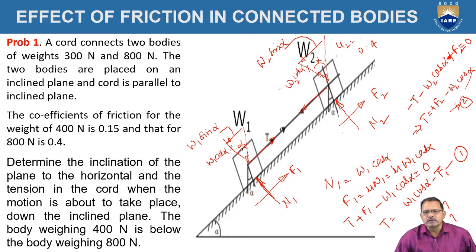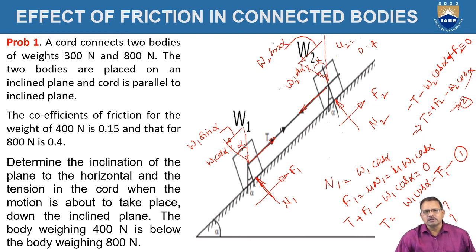Okay, summary of this one once again. When two bodies are connected together by a cord and kept on an inclined plane, and the bodies are about to slide in the downward direction, in order to analyze the forces, take the two bodies separately. For the first body, the tension is acting in the upward direction. For the second body, the tension is in the downward direction. Since the forces acting on it are concurrent, only two equations are applicable for equilibrium.